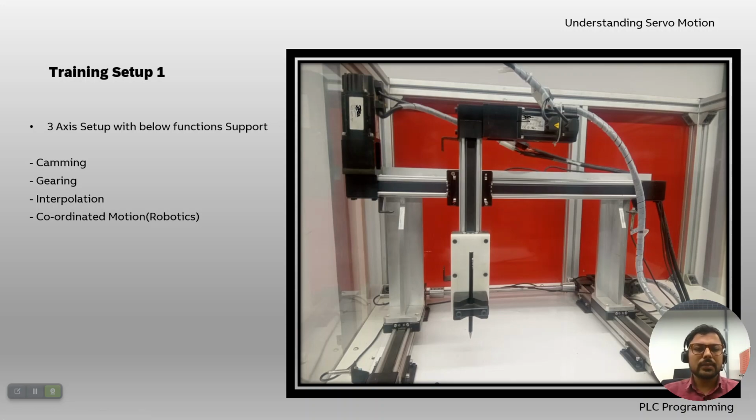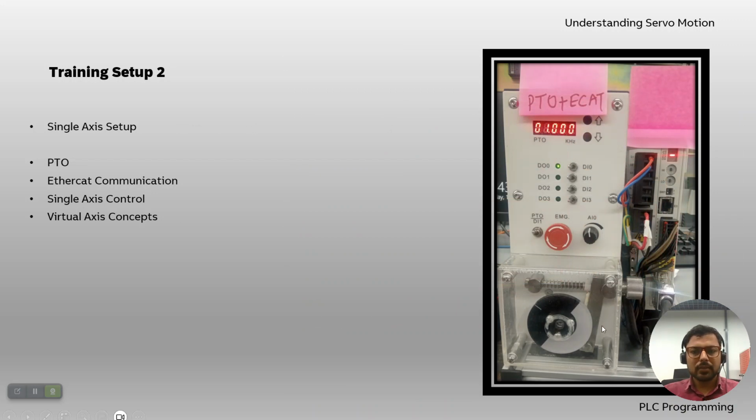And then the next training setup that we have is one drive, one motor, and one controller. This drive supports both PTO and EtherCAT. So here I will touch on the PTO topics: how to do calculations for PTO, what the ideal pulses per revolution should be that we set for particular application requirements, how we can measure what the accuracy will be for our setup, why it is called open loop control, and how we can make it closed loop control.